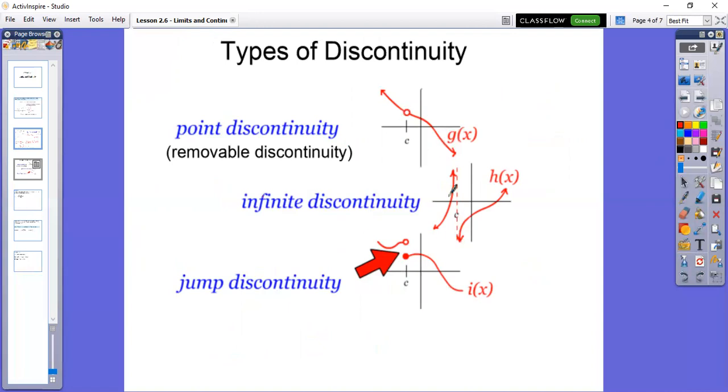Infinite discontinuities, we've talked about, these limits don't exist because they're asymptotes. The function goes either positive or negative infinity. So this is an infinite discontinuity. And then we also have talked about jump discontinuities. What jump discontinuities look like is the left and right hand limits of the function are different.